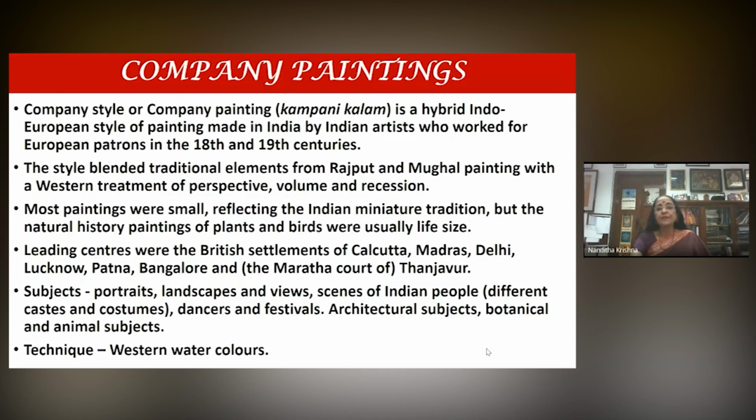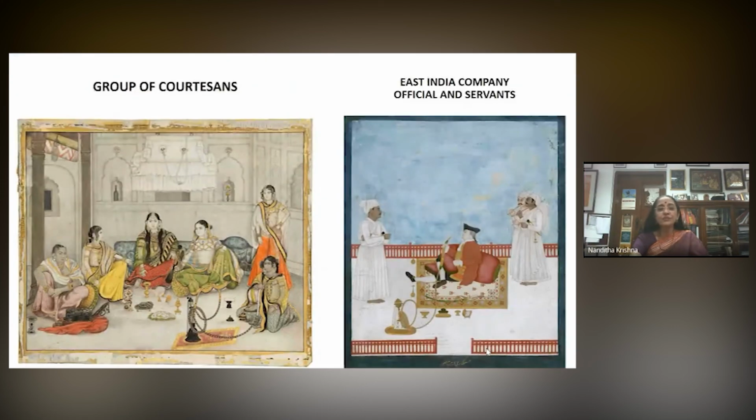But the natural history paintings, in fact, there's one book of plants which could beat Audubon. It's in the Saraswati Mahal Library. The leading centers of this painting were the British settlements of Calcutta, which was a presidency, Madras presidency, Delhi, of course, Lucknow, Patna, Bangalore, and the Maratha court of Thanjavur, which had a lot of Western influence. And it's done in Western watercolors. So you can see on the left a group of courtesans, on the right an East India Company official, really like a Nawab, with his servants.